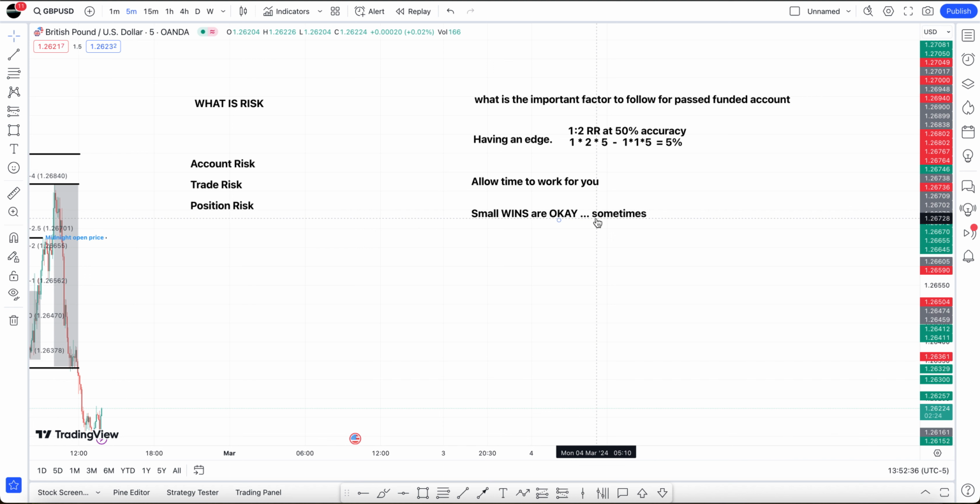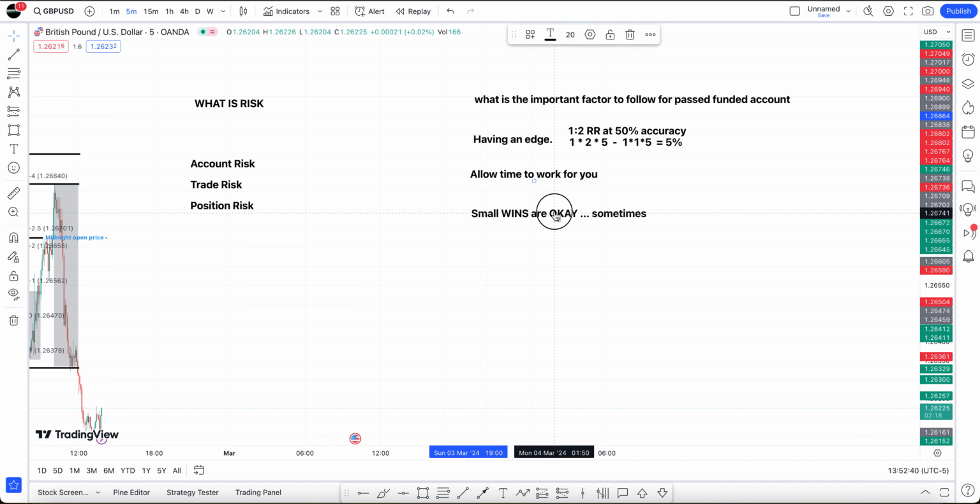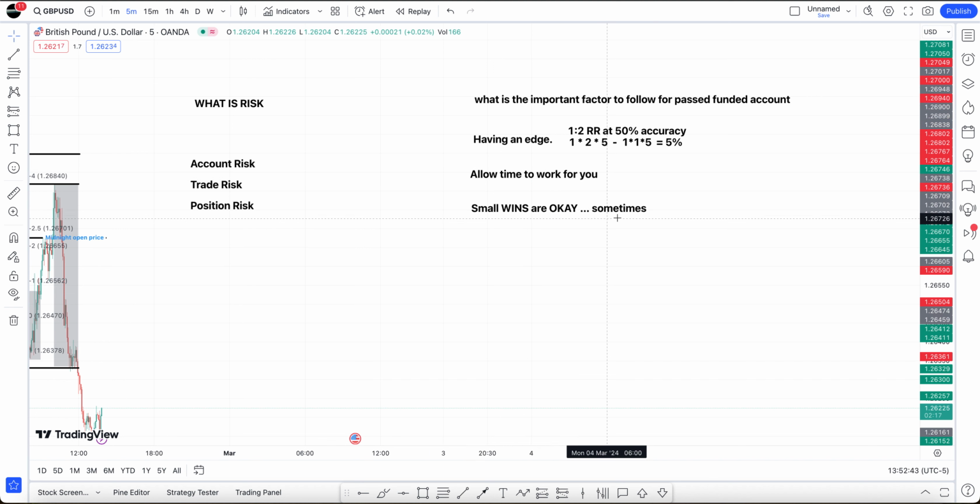This is a long game. We're not here for hit and miss results. We're here for the long run. Small wins are okay sometimes. Right? And now, the next one.